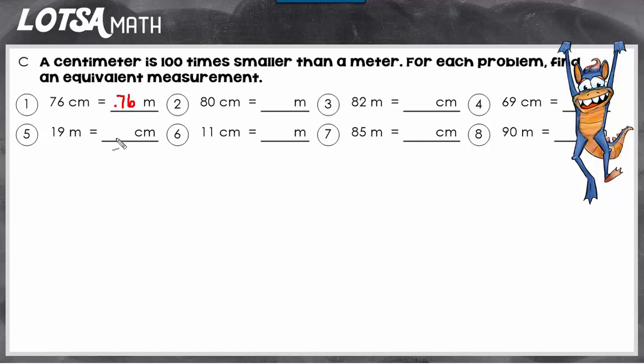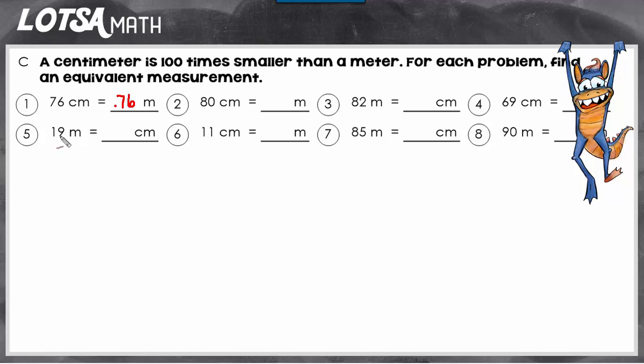So let's look at the one below it. We have 19 meters equals how many centimeters? So this is different because we're starting with meters, and meters are 100 times bigger than centimeters. So if we want to get 100 times bigger, what we're going to have to do is take this number and multiply it by 100.